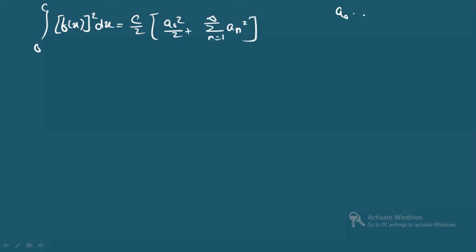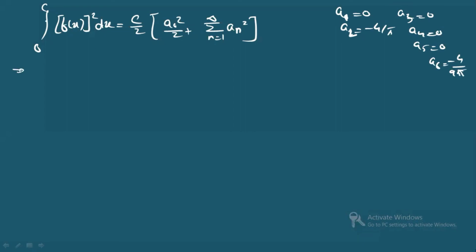You know a naught was equal to 0. A1 was equal to minus 4 by pi. A2, A3 equal to 0. A4 equal to 0. A5 was also equal to 0. A6 was equal to minus 4 by 9 pi. Remember this, okay? We will use the value here.